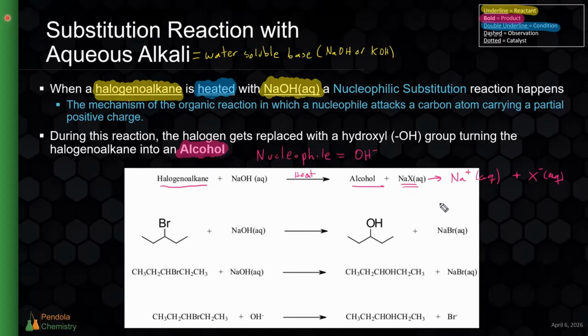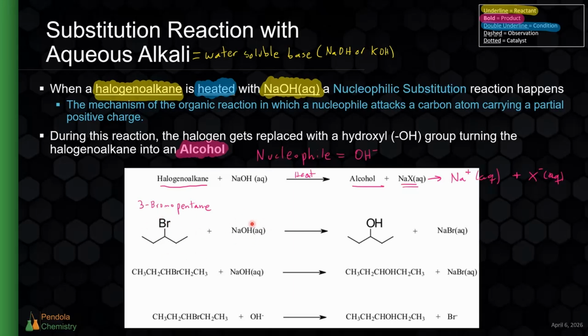So this is what the reaction is. Let's look at a specific example. Here we have, in this case, 1, 2, 3, 4, 5. So this is 3-bromopentane. 3-bromopentane is a halogenoalkane, and here we have the 3-bromopentane shown in different ways. We have it as a skeletal formula. We have it as a structural formula.